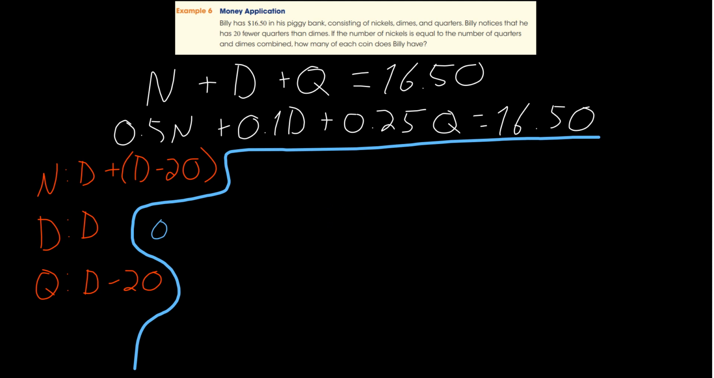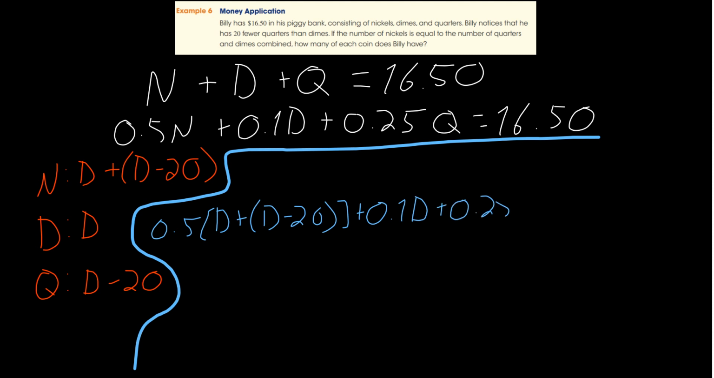So 0.5 times n, and we said n was D plus... D minus 20, plus 0.1 dimes, plus 0.25 times Q, which was D minus 20, and that's equal to 1650. Okay, it's not the neatest thing I've ever done, but that's it.